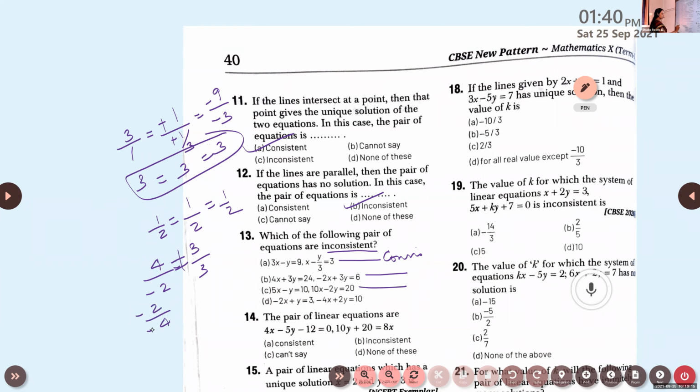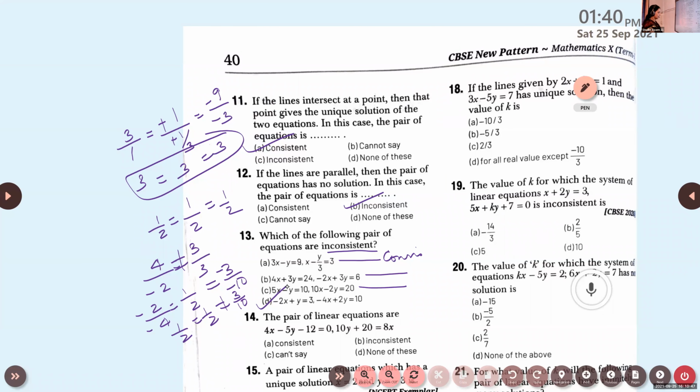What about the fourth one? Minus 2 by minus 4 is 1 by 2, minus 3 by minus 10. So you will get 1 by 2 is equal to 1 by 2, which is not equal to 3 by 10. What is the condition for inconsistency? A1 by A2 equal to B1 by B2 not equal to C1 by C2. Yes. So what is the answer? Option D is the answer.